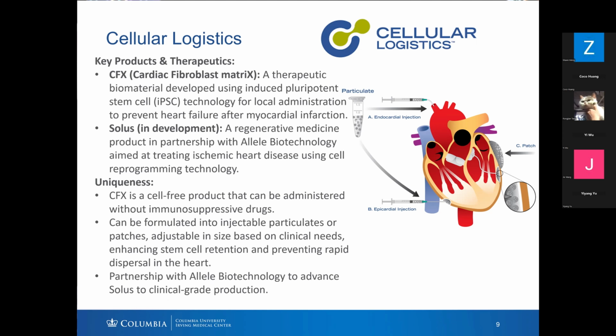And this company, Cellular Logistics, also has a partnership with Allele Biotechnology, and they developed something called Solus, which is a new regenerative product focused on treating ischemic heart disease. I'm actually highly suspecting that the Gordana lab could have something to do with this company because it looks really similar. I don't know, just a speculation.